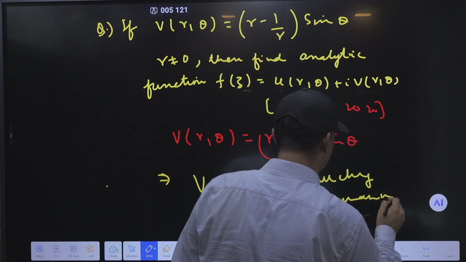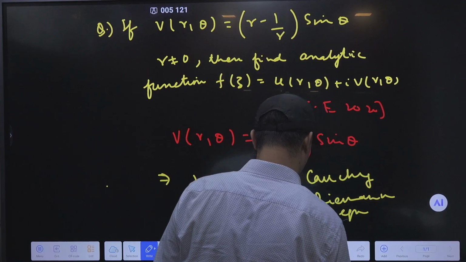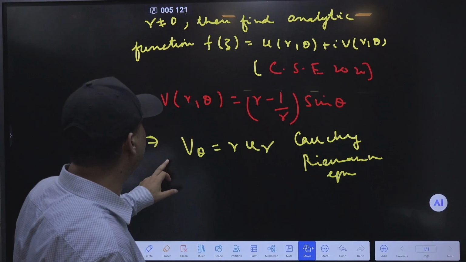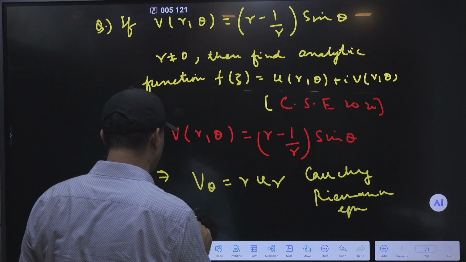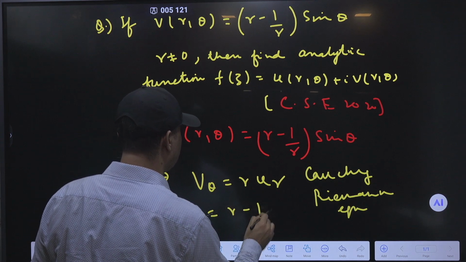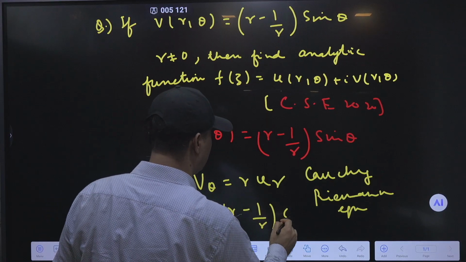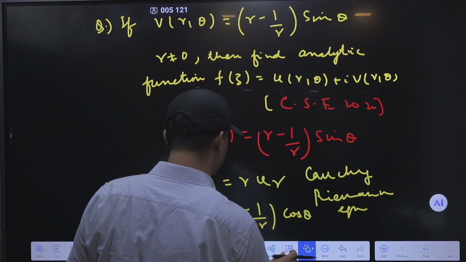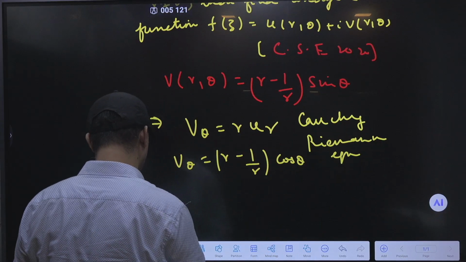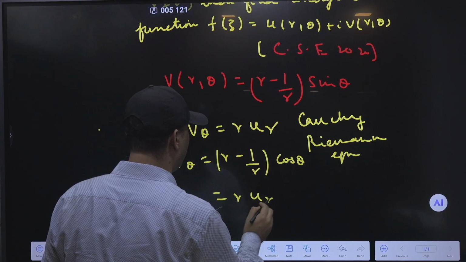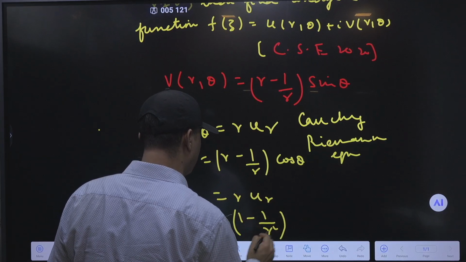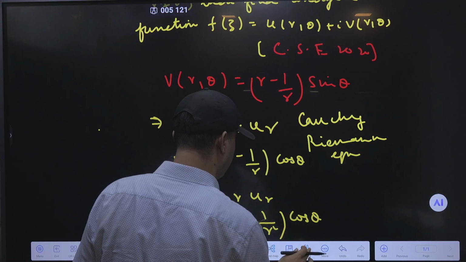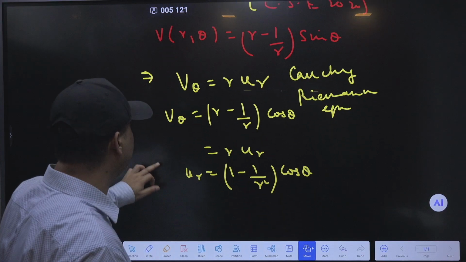Cauchy-Riemann equation in polar form. So if I find this V_θ, V_θ is equal to (r − 1/r) cos θ, and that can be equated to r U_r. So U_r is equal to (1 − 1/r²) cos θ, correct? So I can write U_r.